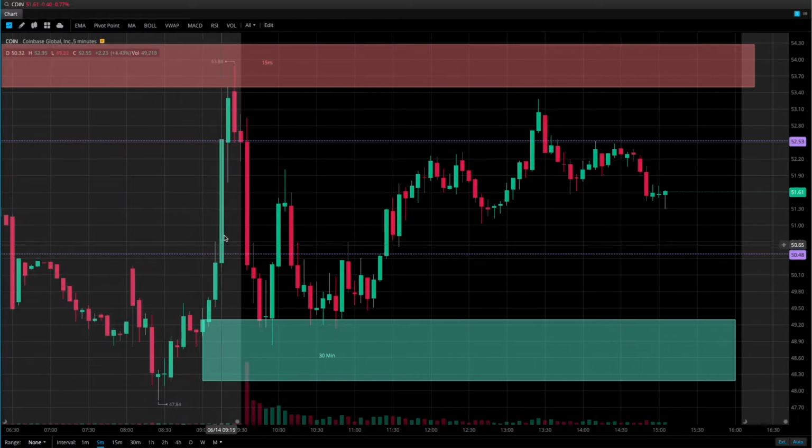I saw price came all the way up at 9:25, was in this supply zone. So I knew right off the bat that because we're in the supply zone, puts might be the way to go because there will be an aggressive push down.